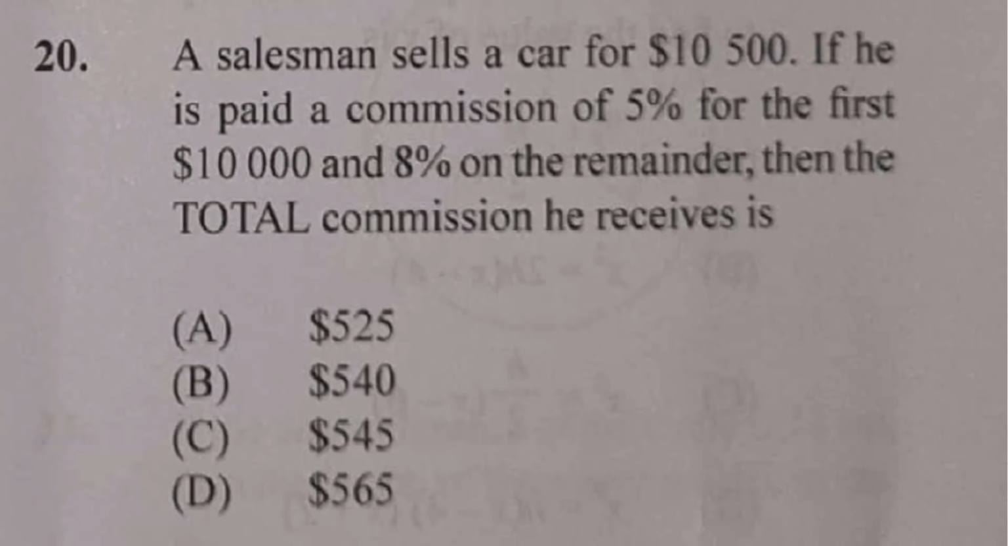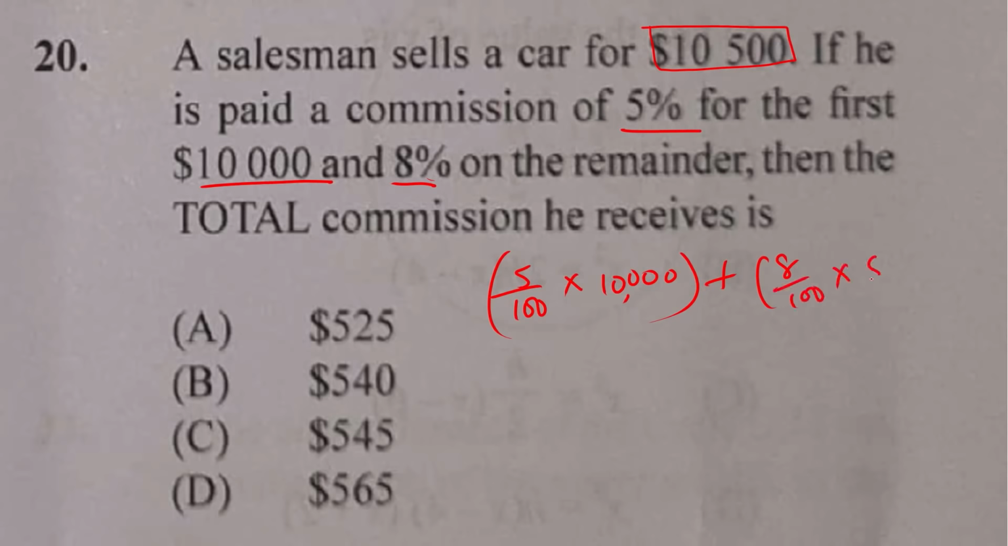Alright, question 20. A salesman sells a car for $10,500. If he is paid a commission of 5% for the first 10,000 and 8% on the remainder, what is the total commission he receives? Alright, so he's paid 5% for the first 10,000 and 8% on the rest. He sold a car that costs $10,500. So you're going to make 5% off $10,000, plus how much is left over from that $10,500? You're going to make 8% off that $500.